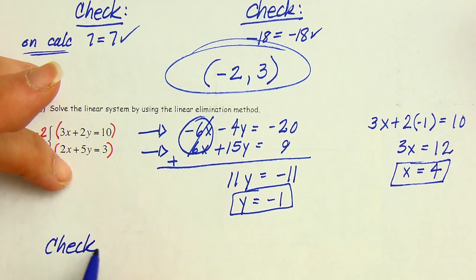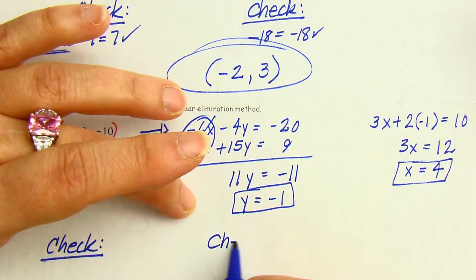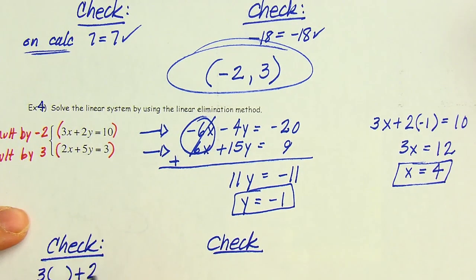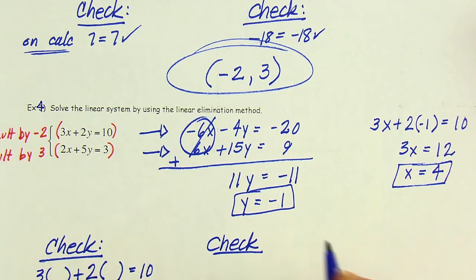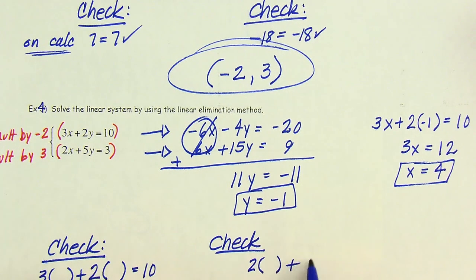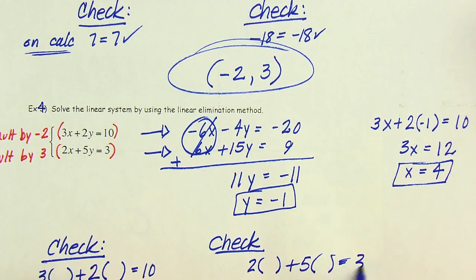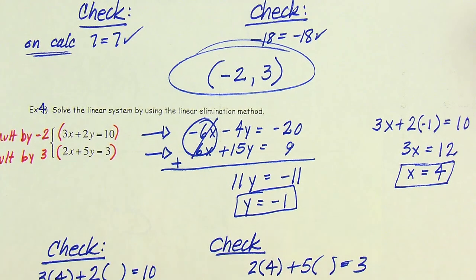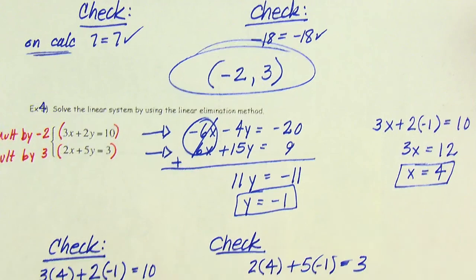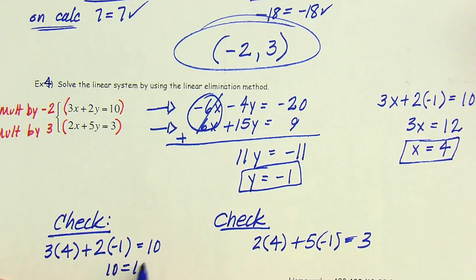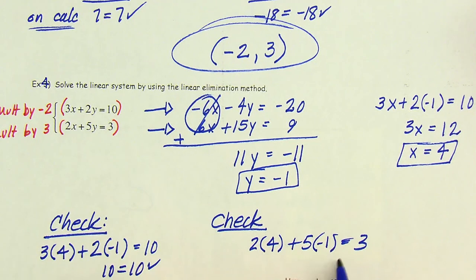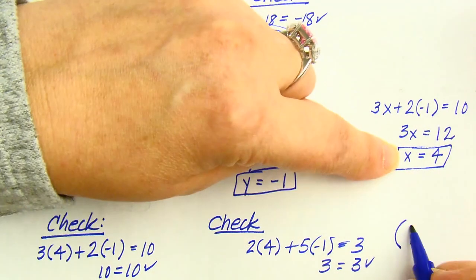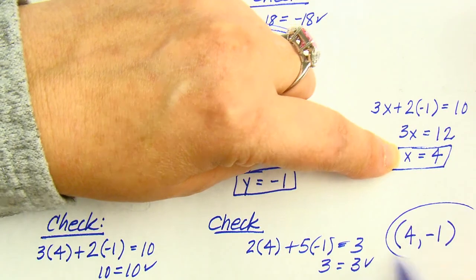My check, my second check, I'm going to just show 3x plus 2y. Notice I'm leaving parenthesis placeholders. It's so much easier. 2x plus 5y equals 3. Alright, what's my x? My x is 4. And 4. My y is negative 1. And here I've got 12 minus 2 is 10. It works. Here I've got 8 minus 5 is 3. It works. And so now I can be sure that the solution to my system is 4, negative 1.